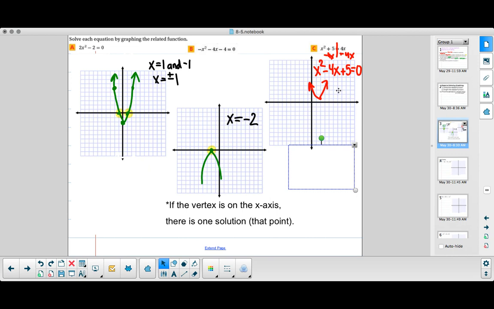When you graph this one, however, you should notice that it starts above the x-axis and it opens up since a is positive. So that means it's never actually going to touch the x-axis. There's no x-intercept, so therefore this parabola has no solution, or this quadratic has no solution.